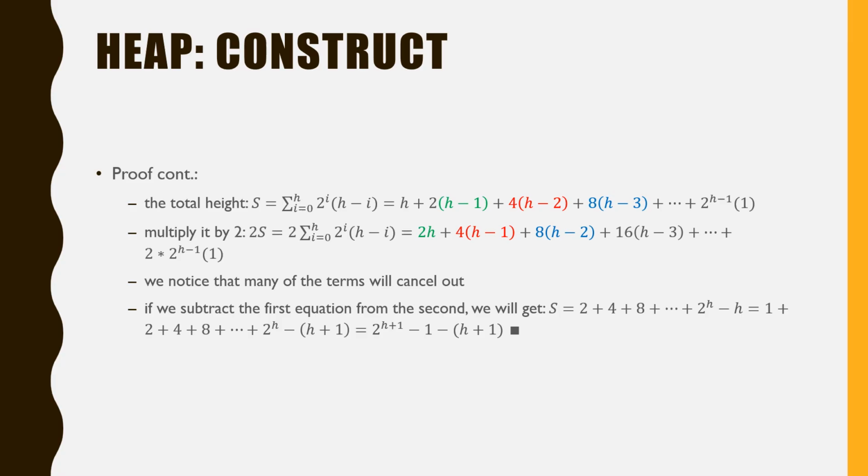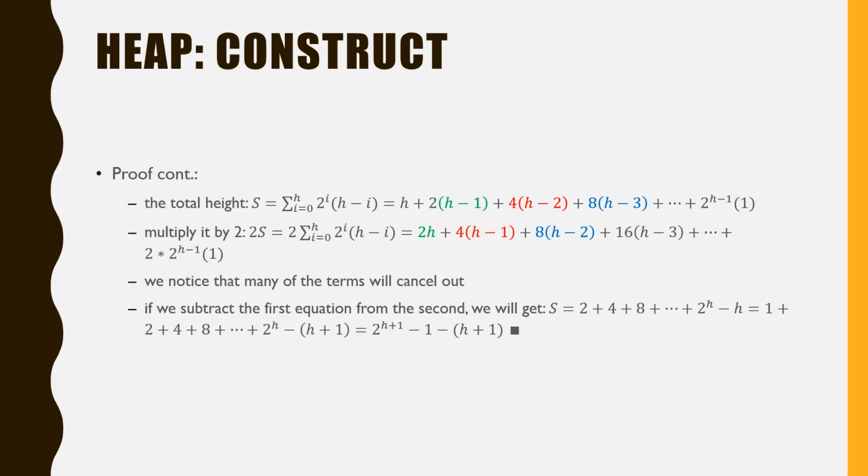This pattern continues for all levels of the heap. To simplify the sum, we multiply the entire sum by 2, which leads to the equation shown in the second line in the slide. That is, 2S equals 2h plus 4 times h minus 1 plus 8 times h minus 2, all the way through 2 to the power of h times 1. Then, subtract the original sum shown in the first line from this new equation. During this subtraction, many terms can be cancelled out. For example, subtracting the green term in the first sum from that in the second leaves 2, and subtracting the red term in the first sum from that in the second leaves 4.